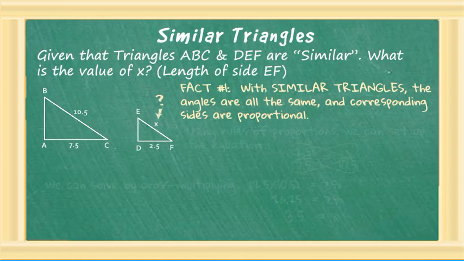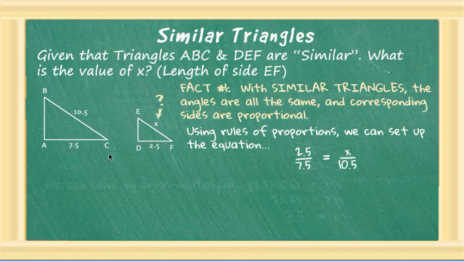All right, so let's set up a proportion then with the ones we know and then with the one containing the x that we don't know. So I'm going to put my base or my lower side 2.5 is to 7.5 as x is to the 10.5.